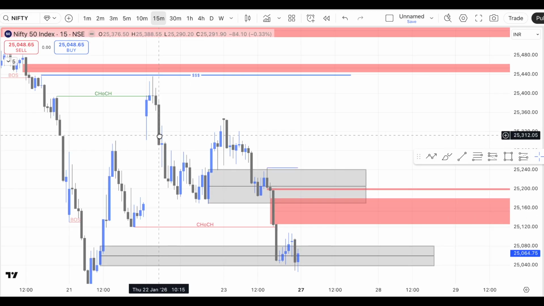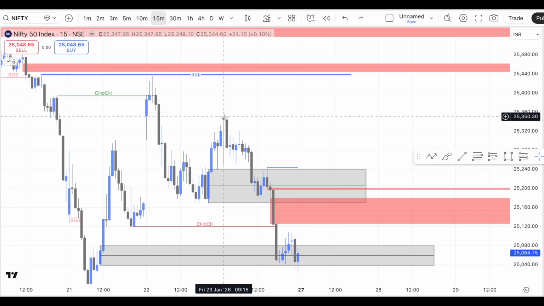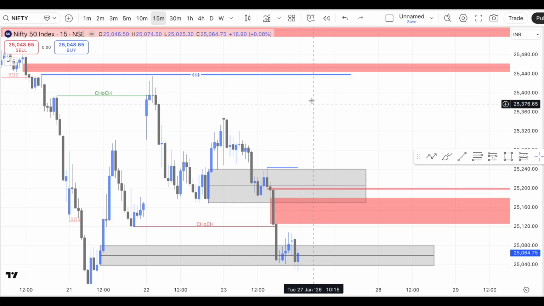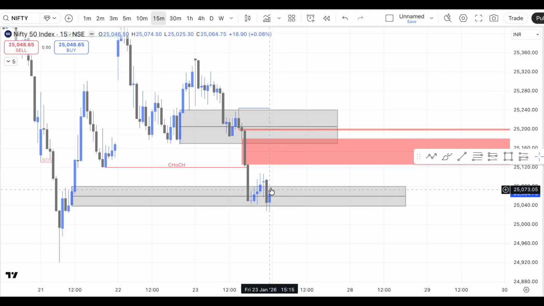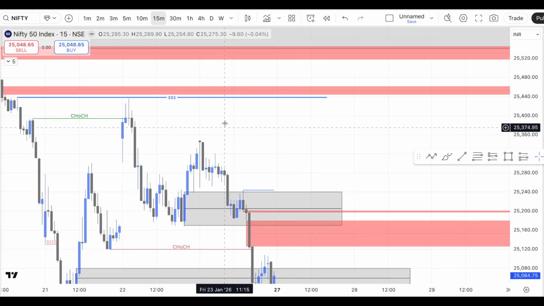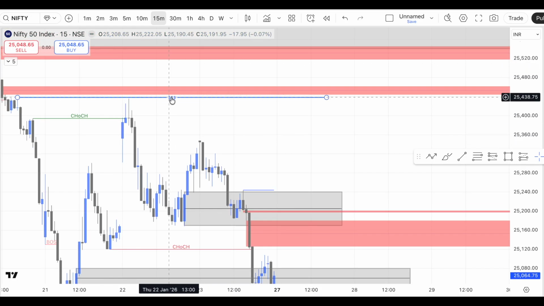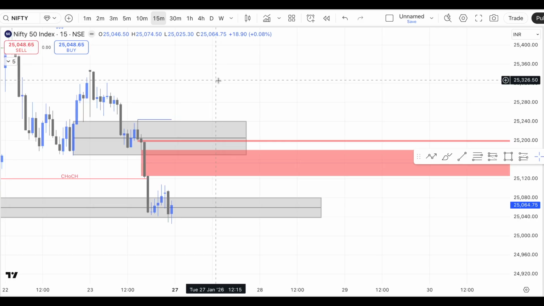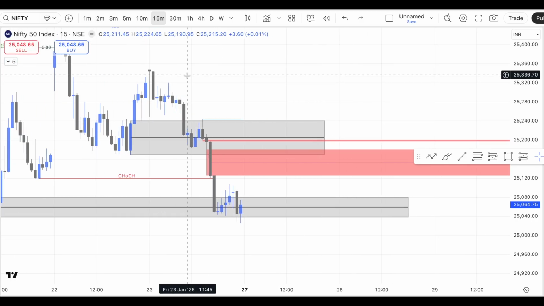Yesterday our discussion was: if the market opens somewhere here and comes down and gives a positive reaction from this demand, or from this demand, we'll take a call option. Or the second option which we discussed was if the market goes higher, hunts this liquidity and reaches this supply, then we can try a short. This is what we discussed. So let's see how the market behaved here.